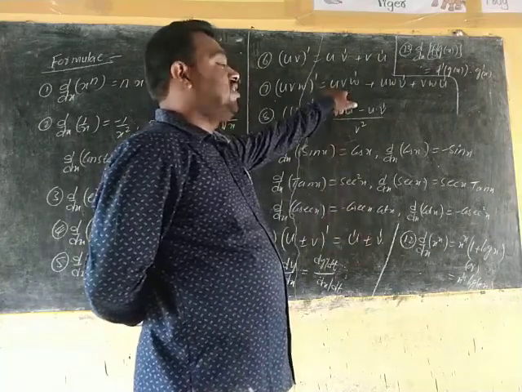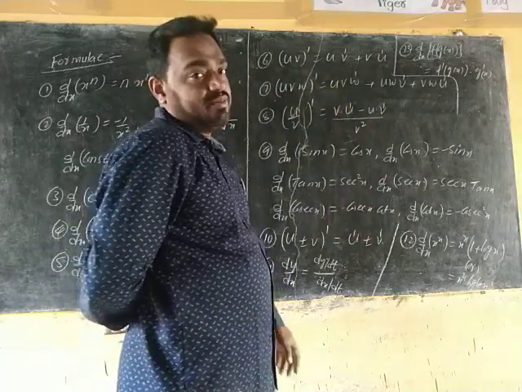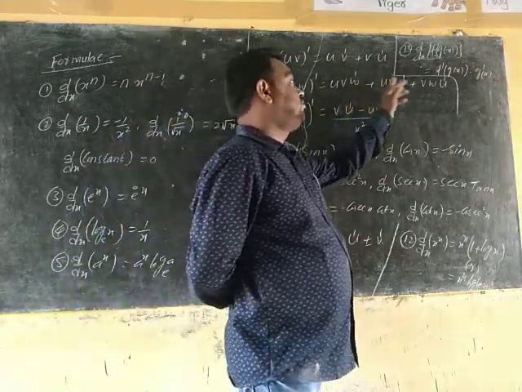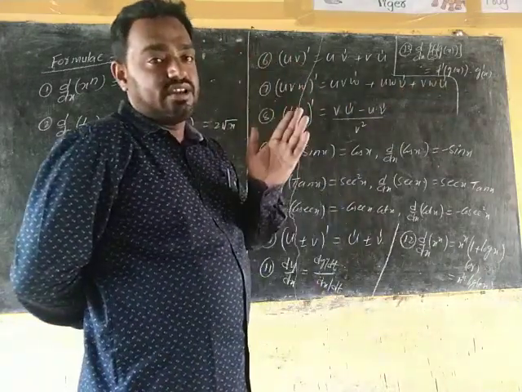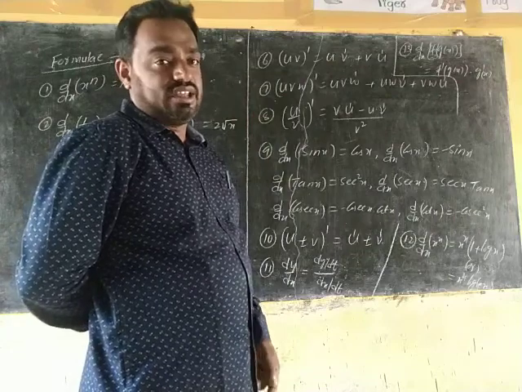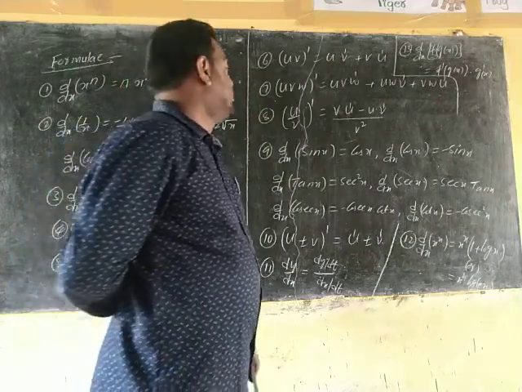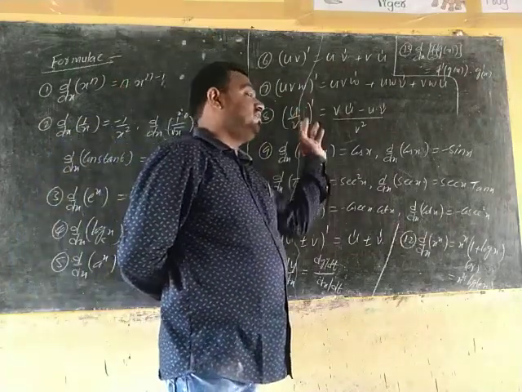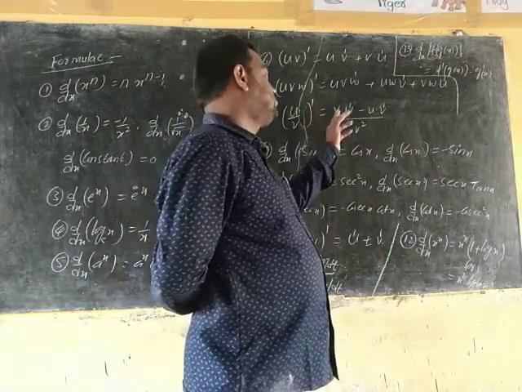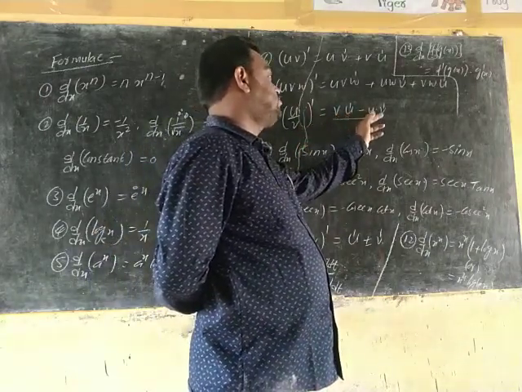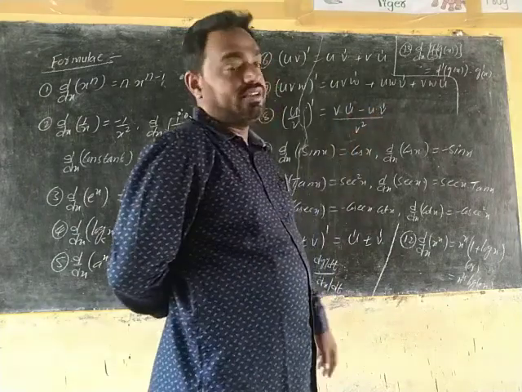We take two functions as constant and apply the derivative to the third one. Here w derivative, here v derivative, here u derivative. At that time the remaining two functions are taken as constant. Next, the division rule: (u/v)' is equal to (vu' minus uv') by v square.